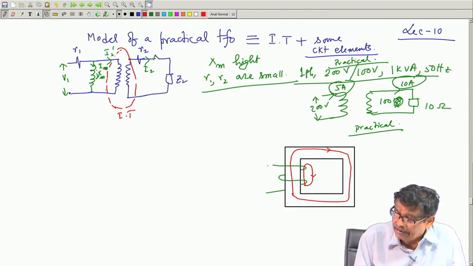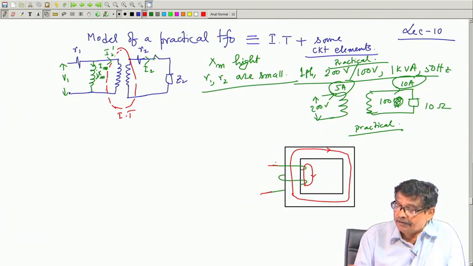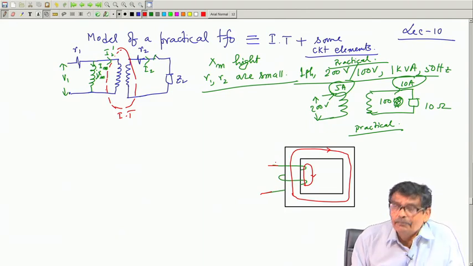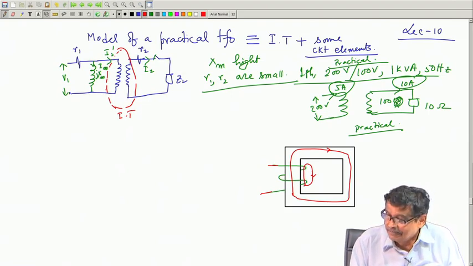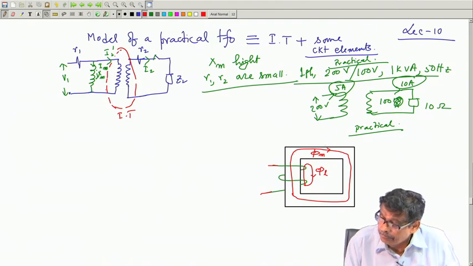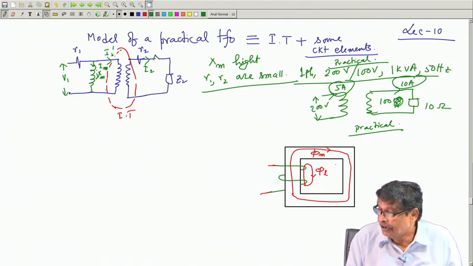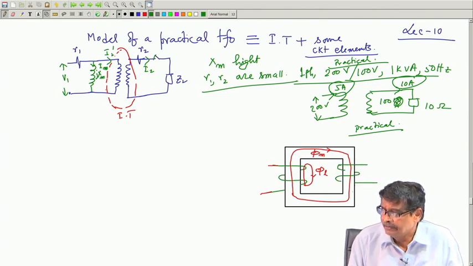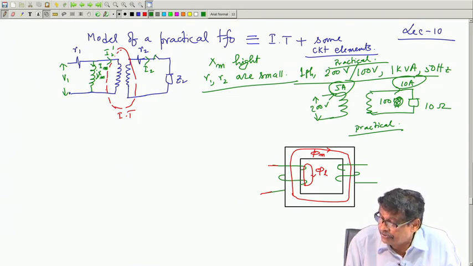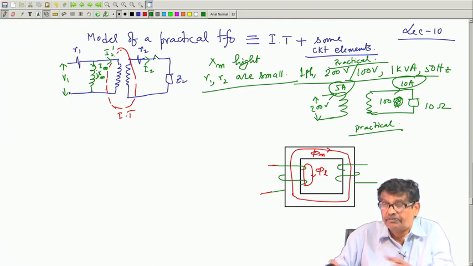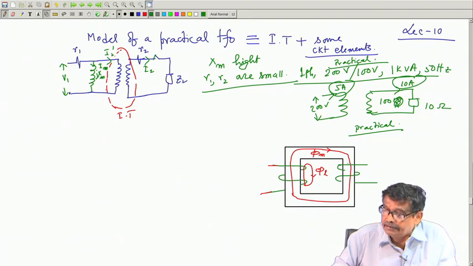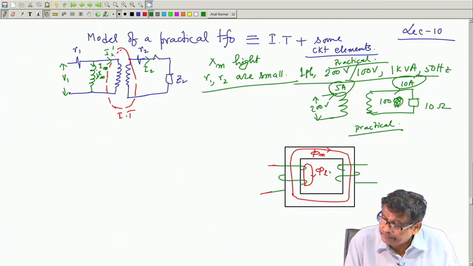Therefore, when the conductor carries some current, it produces flux, and a little amount of flux will be leakage flux. So, this is called the mutual flux, this is called the leakage flux. It is this mutual flux which is going to give you transformer action. The voltage induced in the coil is d phi m dt, not the leakage flux. The flux which is common to both the windings. So, this is leakage flux here, phi L 1.